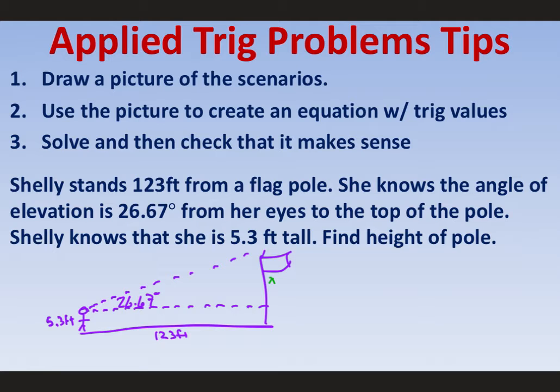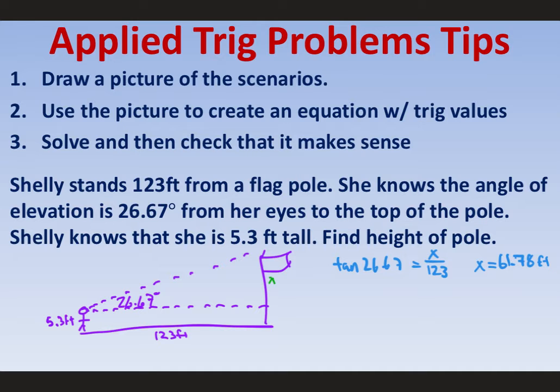So opposite, adjacent, we're going to go ahead and use tangent. So we'll say the tangent of the angle 26.67 is equal to our opposite side x over our adjacent side 123. We'll plug that calculation into our calculator and get x equals 61.78 feet. So that x piece, that piece right there from the line of sight straight across to the top of the flagpole is 61.78 feet. But we asked for the full height of the flagpole.